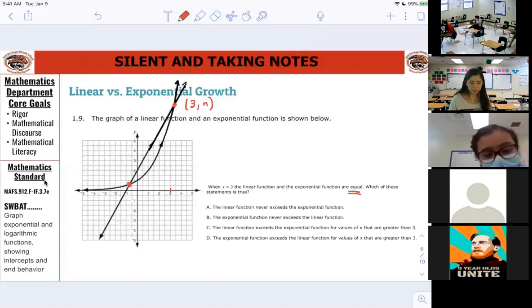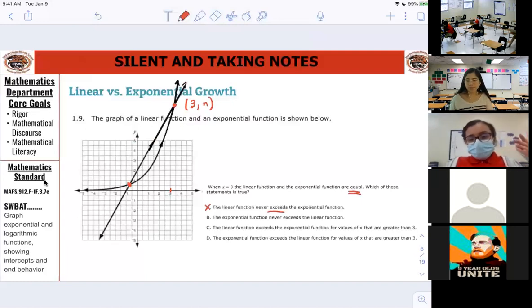All right. So let's go through each option. A, and just say true or false. A, the linear function never exceeds the exponential function. True. Wait, false. Why is that false? Wait, what does exceed mean again? Good question. What does exceed mean in general? To pass. When you exceed, are you above or below? Above. So this is saying the linear function is never above the exponential function.